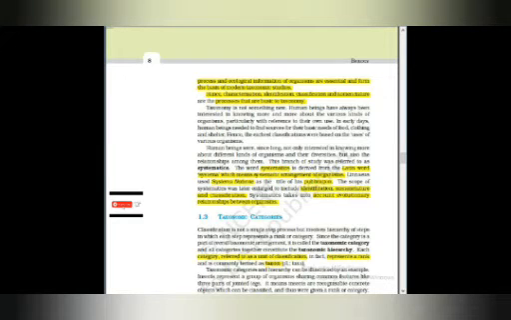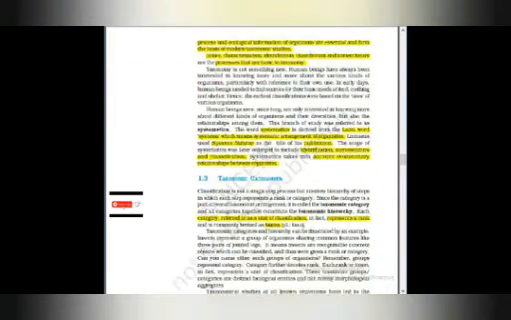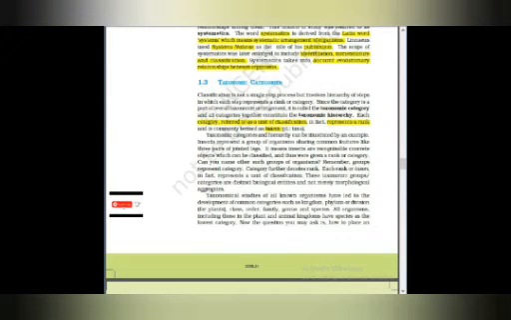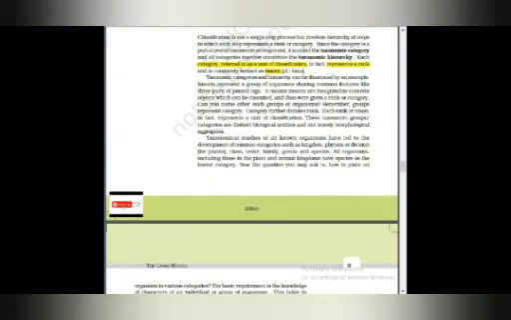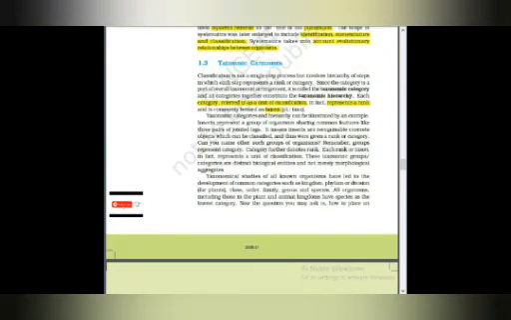The scope of systematics includes the identification, nomenclature, and classification. Also the phylogenetic relationships, that is, evolutionary relationships between organisms. Now we will discuss the taxonomic categories and taxonomic hierarchy. Taxonomic hierarchy basically represents the living organisms in a classified way.